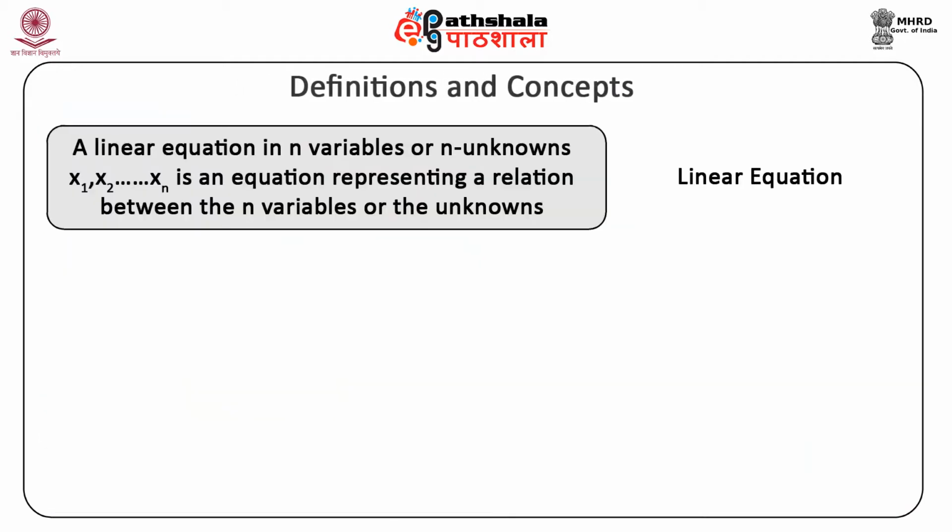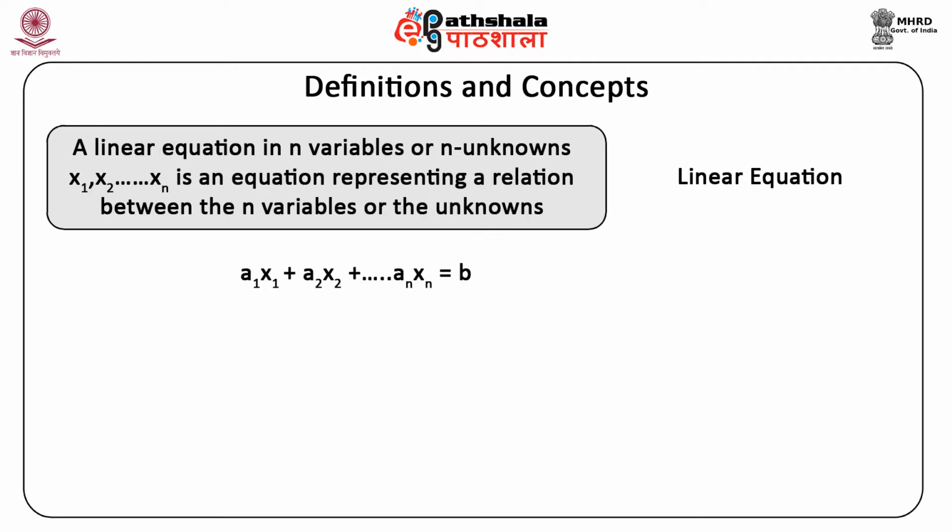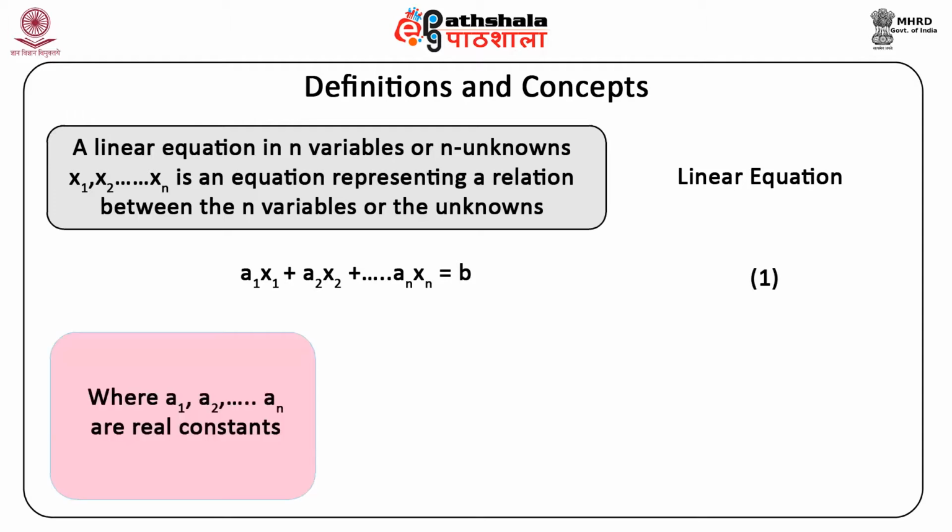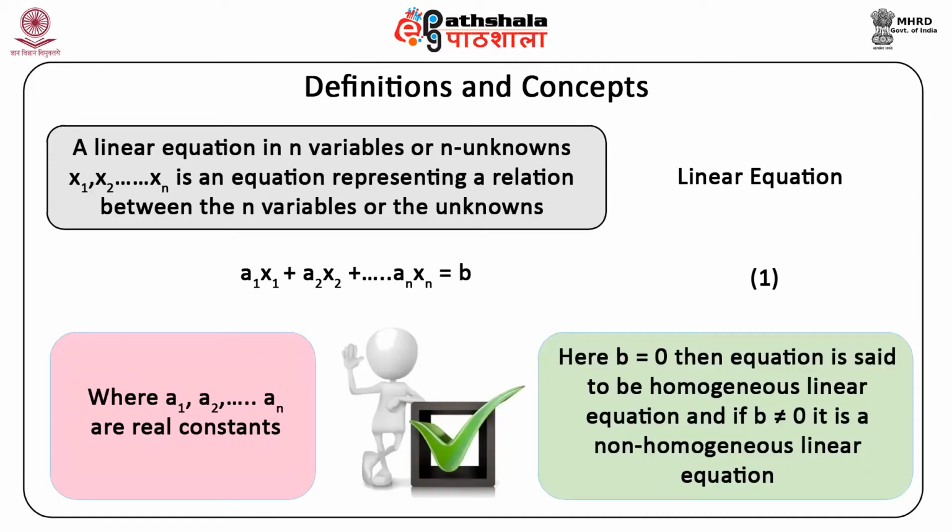A linear equation in n variables or n unknowns x1, x2 till xn is an equation representing a relation between the n variables or unknowns. In general, a linear equation in n variables is of the form a1x1 + a2x2 + ... + anxn = b. This is equation 1, where a1, a2, ..., an are real constants. If b is equal to 0, then the equation is said to be a homogeneous linear equation, and if b is not equal to 0, it is a non-homogeneous linear equation.